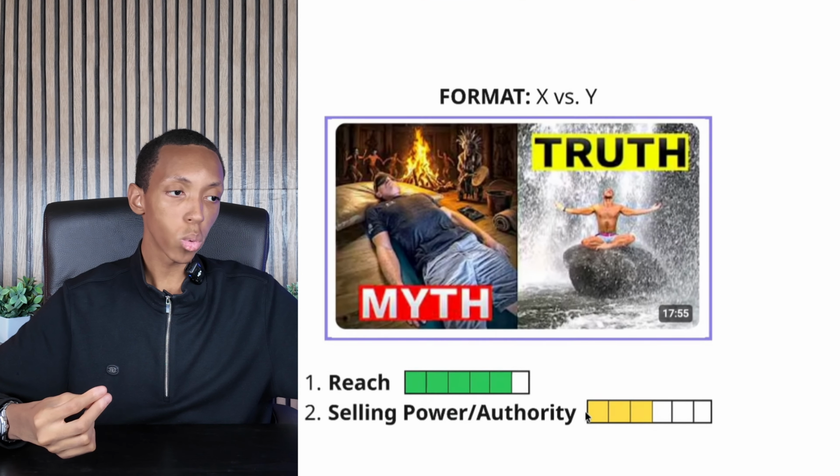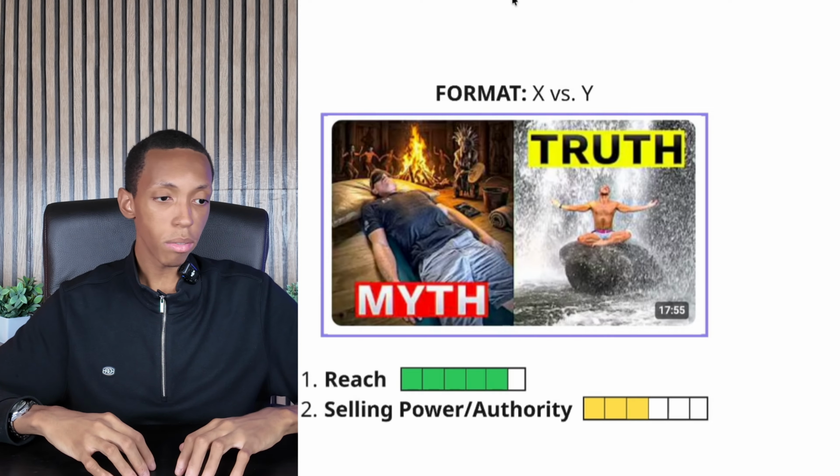Now, the next one is going to be X versus Y. This is a format that we executed for Jay. It's when you're comparing the X thing versus Y thing. And there's two ways you can do this. For example, in this one, we had myth versus truth, like what people think versus what really happens. Or you can do it as a comparison. For example, YouTube versus Instagram, or maybe paid ads versus cold email.